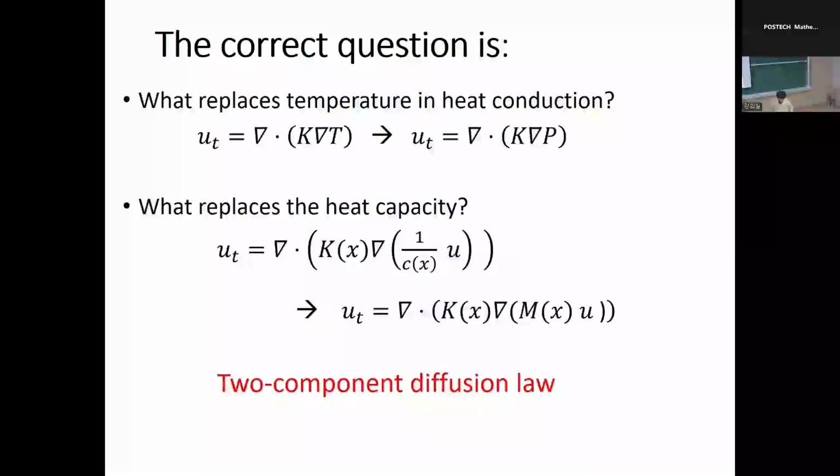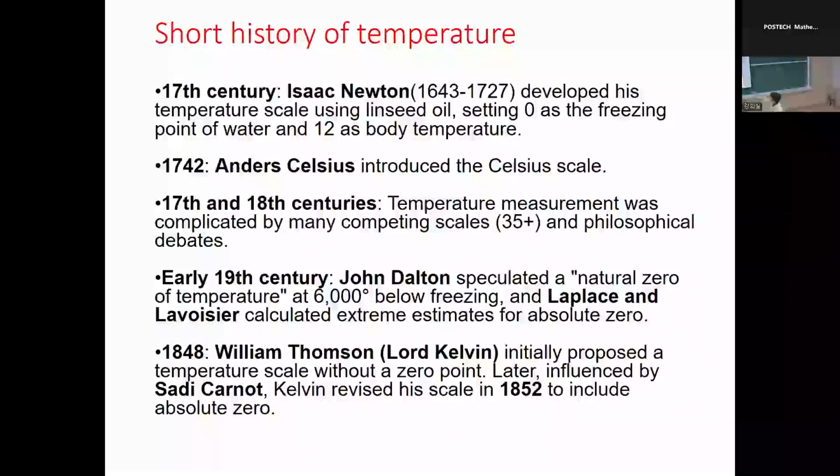Then the question now is, if we use two components, can we do things better? So, the short history of temperature. Temperature was a hot issue a long time ago. The steam engine was quite an innovation, and it started all of modern society. So temperature, or heat, was very important. In the 1700s, Isaac Newton developed his temperature scale using linseed oil. In Newton's case, 0 is the freezing point of water and 12 is the body temperature. Now the body temperature is 36, so they are different.